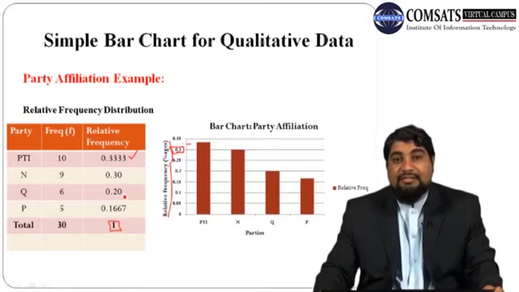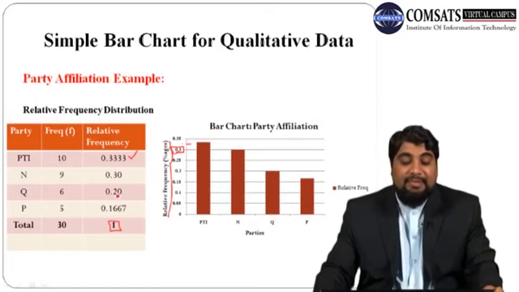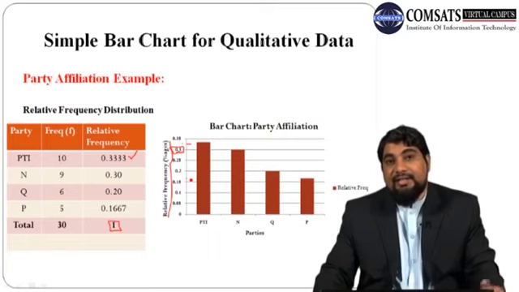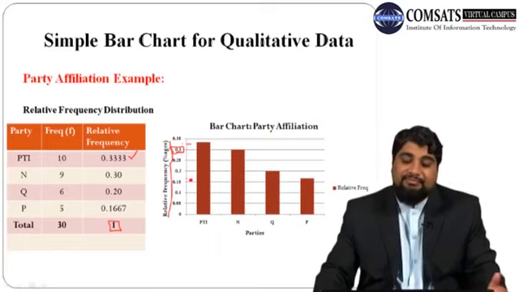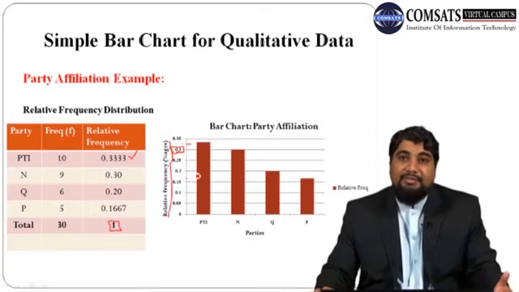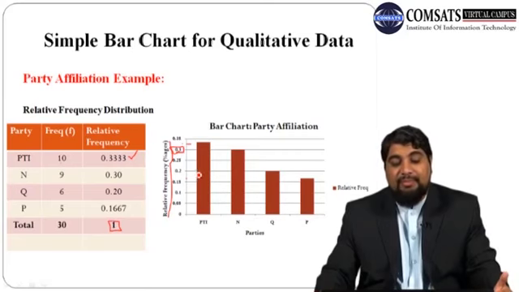Similarly next is 0.20 for PMLQ, so its height is 0.2, and next is 0.1667 for PPP, so it is 0.1667, slightly higher than 0.15. So that's it. The procedure is the same, only the y-axis has been replaced with the relative frequencies instead of simple frequencies.